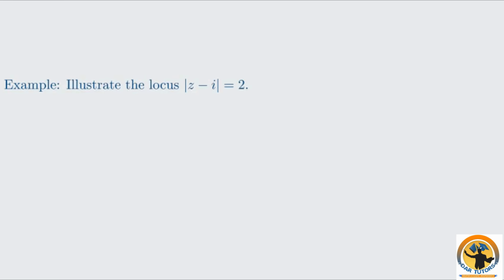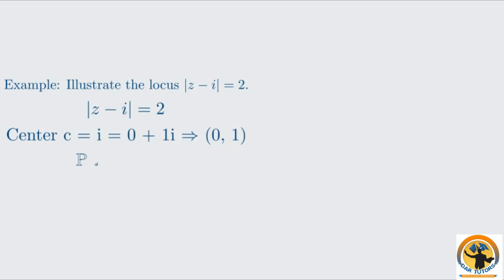Let's work through an example. Illustrate the locus of points that satisfy the equation modulus of z minus i equals 2. By comparing this to our general form, modulus of z minus c equals r, we can identify the center and radius. The center c is i, which is the point (0, 1) on the Argand plane. The radius r is 2. Therefore, the locus of points is a circle centered at (0, 1) with a radius of 2.